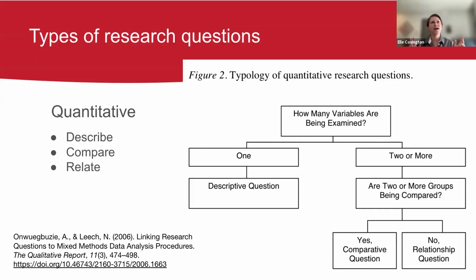How many variables are you thinking through? If you're just thinking about one variable, that's going to be a descriptive research question. We're describing a phenomenon. If it's two or more, we're getting into, in systematic review terms, those reviews that have an intervention and a comparison, which we'll talk about those frameworks again in a minute. So are we comparing, or are we looking at the relationship between two things?